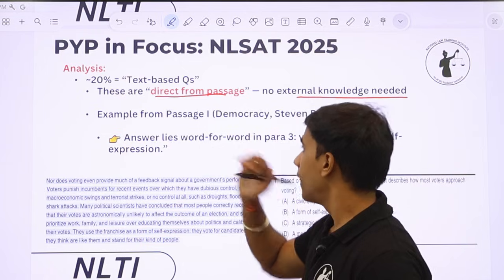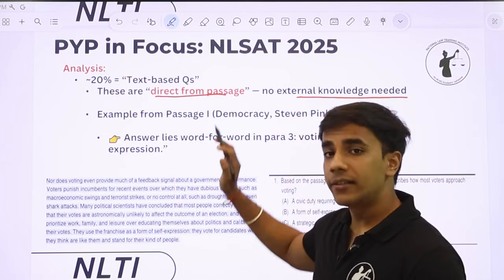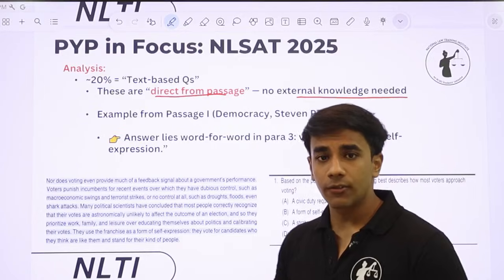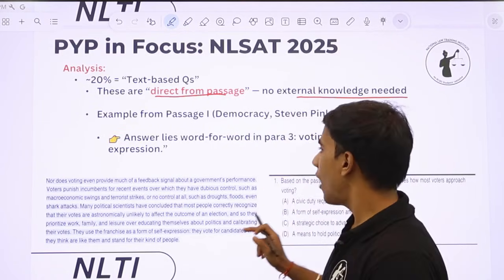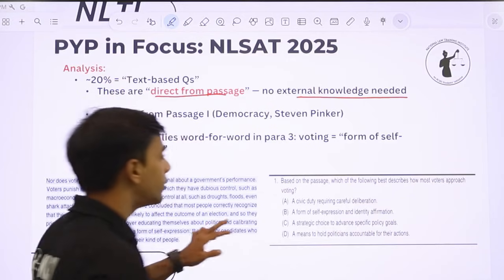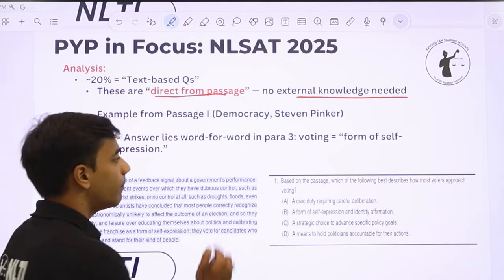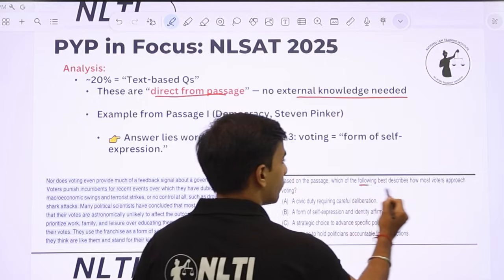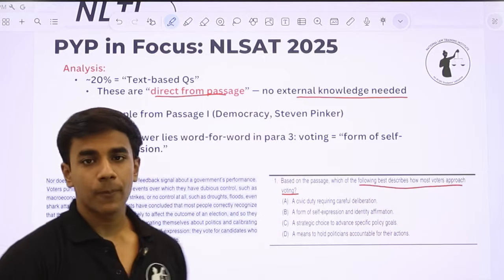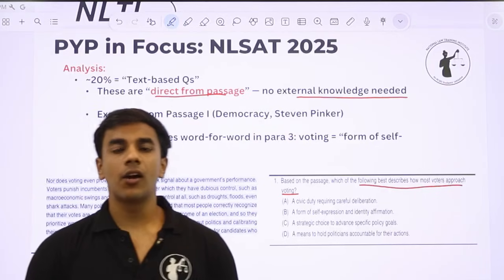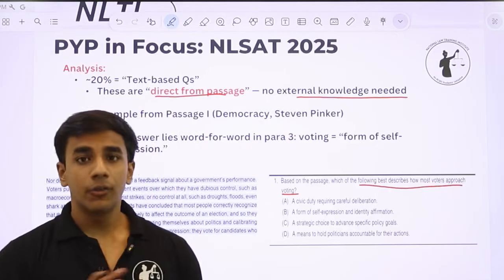Now, example from the NLSAT 2025 paper, these are text-based questions. Around 20% of the questions were of this type, directly from the passage. And now, if you see, this is, I think, the first question of the paper itself. Based on the passage, which of the following best describes how most voters approach voting? आपको on the face of it लग रहा होगा कि बहुत inference based, conclusion based या assumption based question है, but not at all.